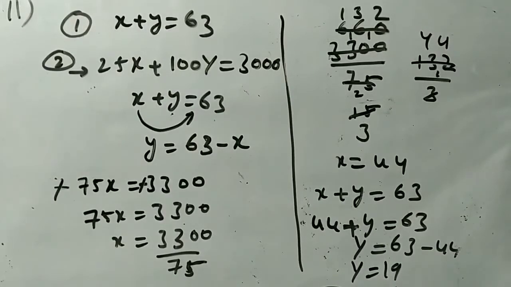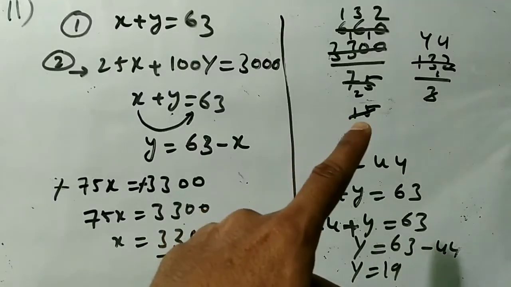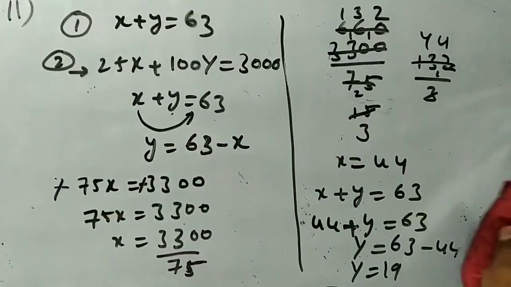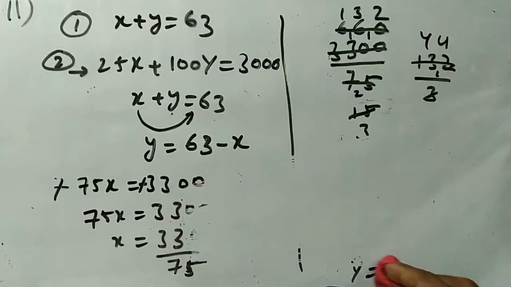I think the 11th one is a little bit lengthy question, and also a little bit tricky because the numbers are big, larger ones. That's why we got 3375, and here 3300 by 75, 3000. When you see larger values in the question, it becomes a little bit lengthy process for the calculation.